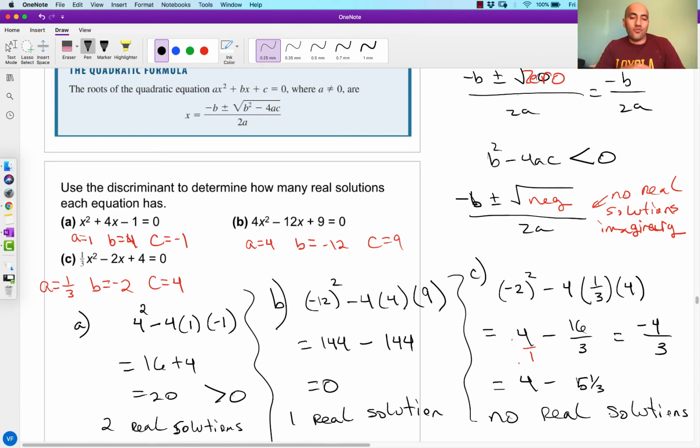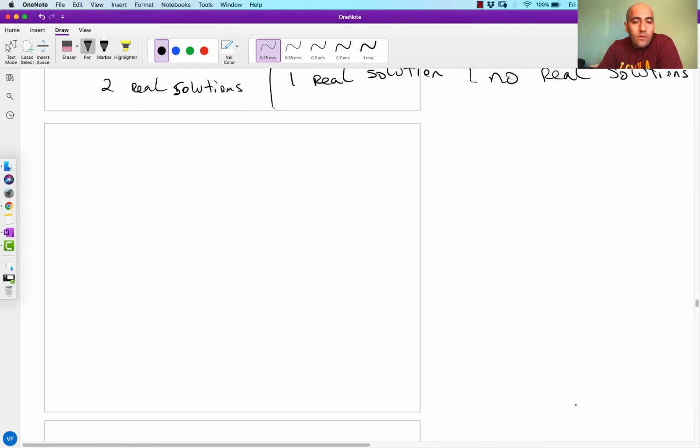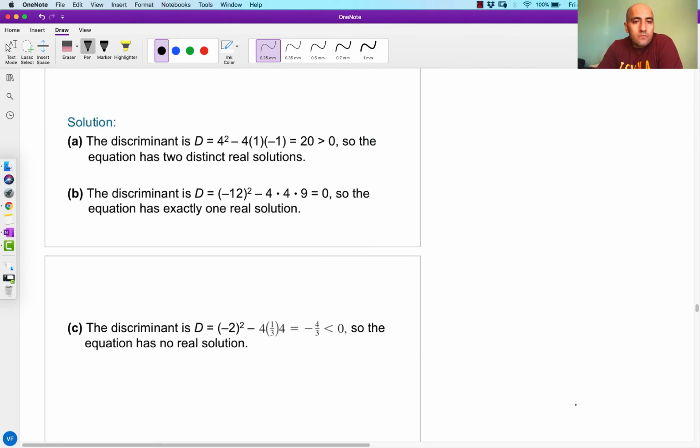Okay, remember, we're not trying to find the answer. We're just trying to establish if there are any solutions. That's what they want you to do here. Okay, and that's what we did here. The first one resulted in a positive number. Therefore, there are 2 distinct real solutions. The other one resulted in a 0. There's exactly 1 solution. And the last one resulted in a negative number inside the discriminant, inside the argument of the root function. So we end up with no real solutions.